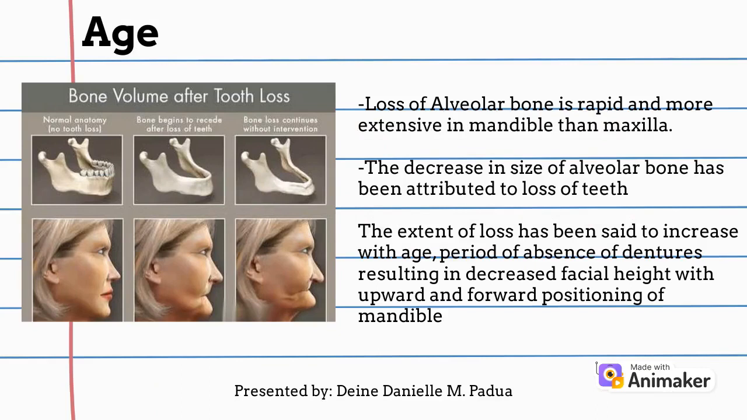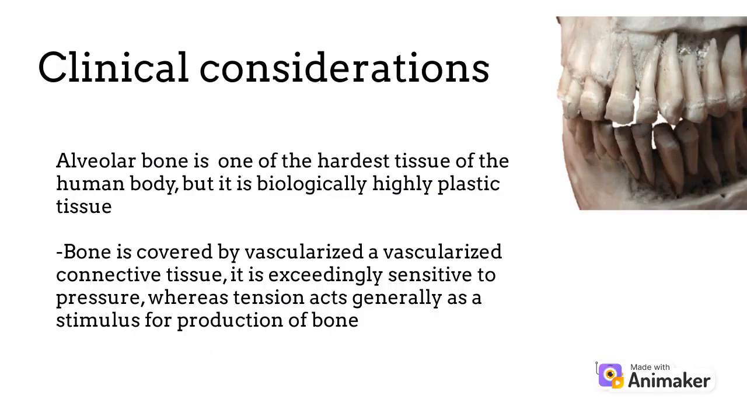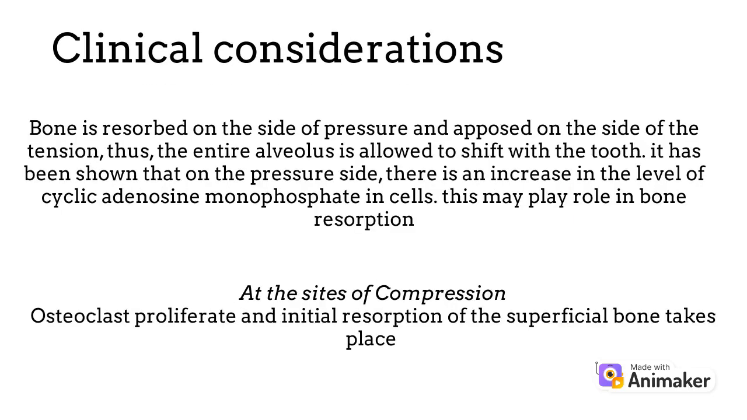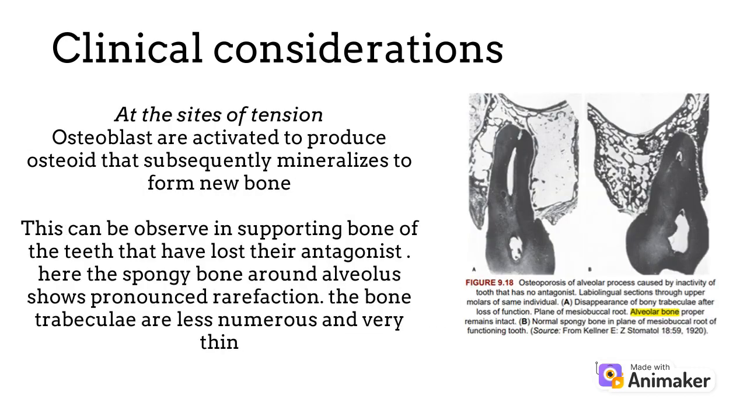Tooth loss increases with age, and the period of absence of dentures results in decreased facial height with upward and forward positioning of the mandible. Bone is a biologically highly plastic tissue. Its plasticity enables orthodontists to move teeth without disrupting their relations to alveolar bone. Bone is resorbed on the side of pressure and deposited on the side of tension. On the sides of compression, osteoclasts proliferate and initial resorption of the superficial bone takes place. At the sides of tension, osteoblasts are activated to produce osteoid that subsequently mineralizes to form new bone.